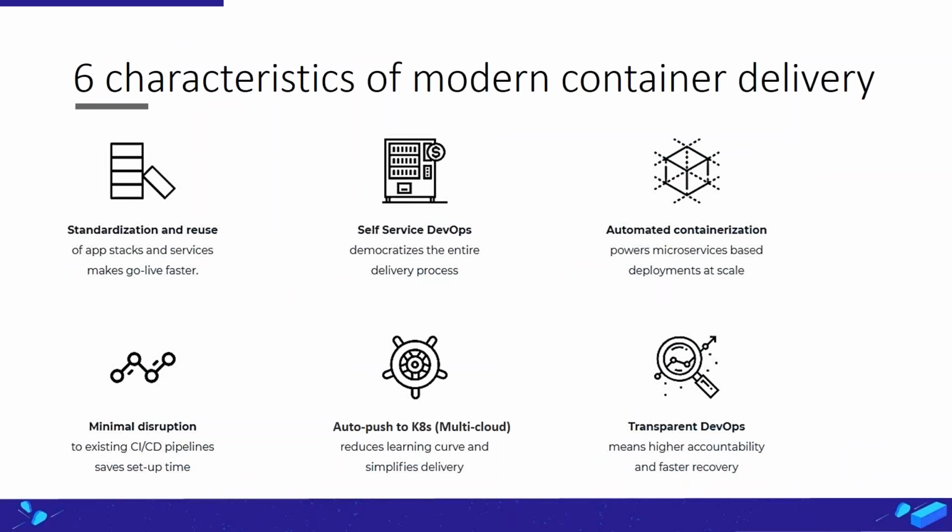So if we take a step back now and look at what are the characteristics to look for in a modern container delivery mechanism. So these are some things that a good container delivery platform would have or would offer you, right? So first of all, you have standardization for your stacks, and this helps you to have a common set of base images across your organization. This will help you to do delivery faster and to be more secure. And it also promotes reuse.